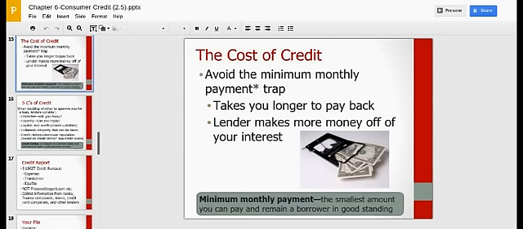And hopefully I get you to think like that when you take out credit when you're a little bit older. Because by just paying the minimums, it takes you longer to pay back, and the lender makes more money off of your interest. Okay, because it's taking you longer to pay it off, which means interest is accumulating more and more. You're paying more in interest, and the lender is making more money in interest. So avoid that minimum monthly payment trap.